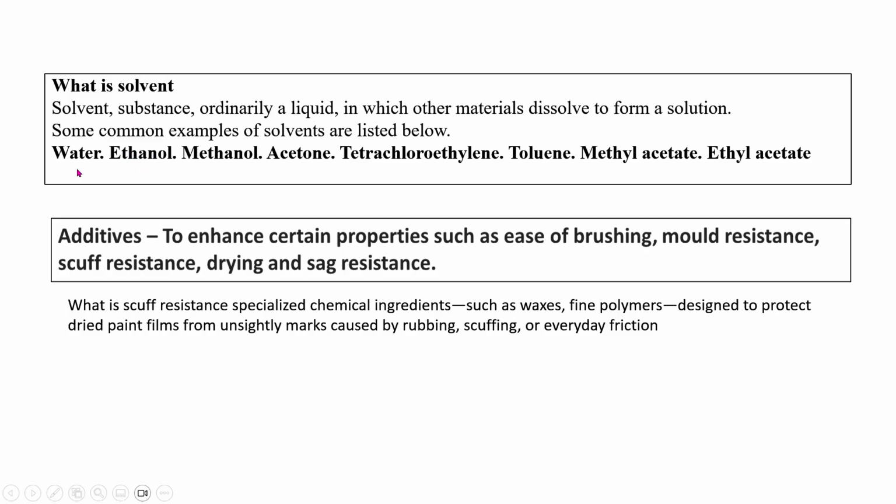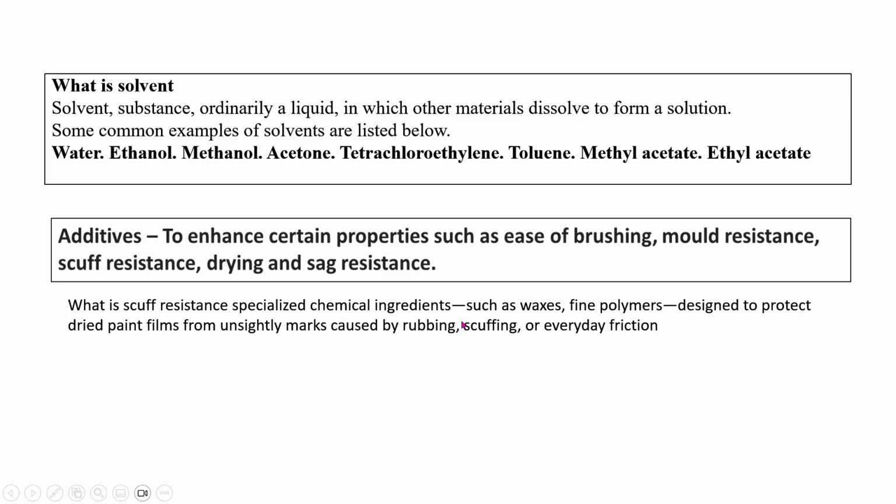Some common solvents are water, ethanol, methanol, acetone, tetrachloroethylene, and methyl acetate, etc. So these are the solvents where the pigment and resin will be mixed. And then additives. Additives are used to enhance certain properties such as brushing, mold resistance, scuff resistance, drying, and sag resistance. So what is scuff resistance?